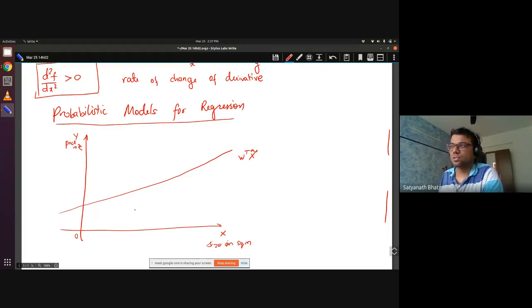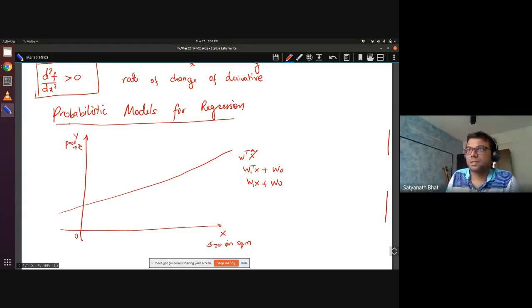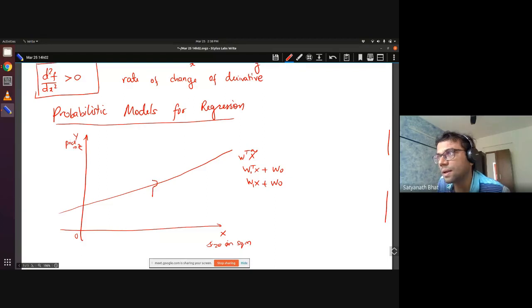This should be clear to everybody. There is X and then there is an intercept. If you want, I will write it as W transpose X plus W naught, or W1 X plus W naught, since there is only one feature. All three are the same. Now what I'm saying is there is an X, there is a Y, and your Y is W transpose X plus some noise, a Gaussian noise. What that means is your Y has this kind of a Gaussian distortion.